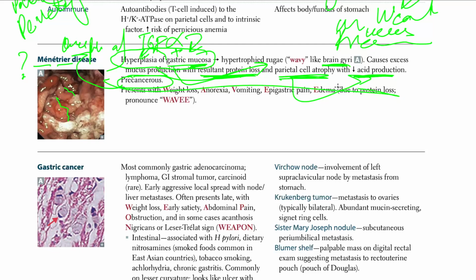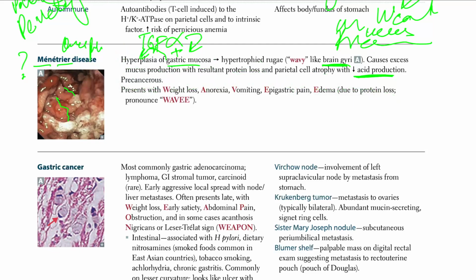Now, how does it present? Well, it presents with weight loss, because you have protein loss. You're just losing a lot of things here. Anorexia, vomiting, epigastric pain, edema. Again, protein loss leads to edema. Weight loss, anorexia, vomiting, epigastric pain, edema.